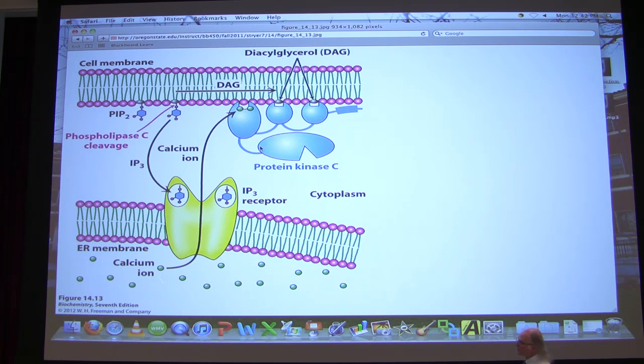So calcium is described in this system as a second messenger. I describe it actually as a third messenger. And you can call it either one as far as I'm concerned for the exam. But I think you can make a case for it being a third messenger because here it is produced as a result of action of a second messenger, IP3. IP3 is a second messenger. DAG is a second messenger. Calcium, if you call it a second or a third, really doesn't matter. But it happens only after the action of a second messenger.